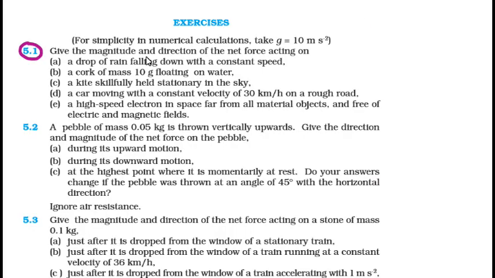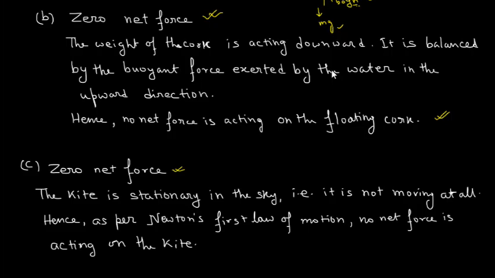Now, question number C. A kite skillfully held stationary in the sky. Answer is zero net force. Why? Because the kite is stationary in the sky, so stationary means it is not moving at all. As per Newton's first law of motion, no net force is acting on the kite.